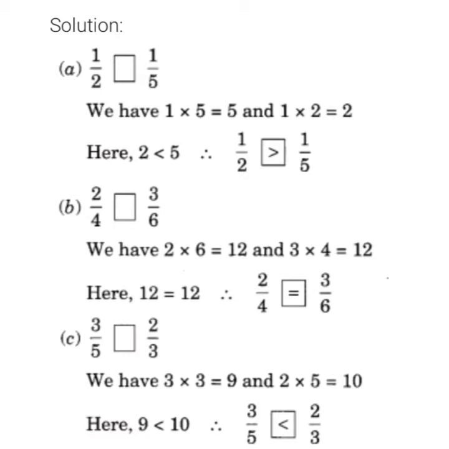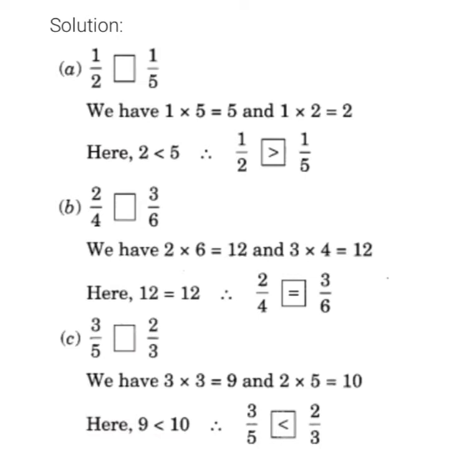So we have 1 multiplied by 5 is equal to 5 and 1 multiplied by 2 is equals to 2. We have cross multiplied these fractions and we have got that. Which one is greater? Yes, 5 is greater than 2. So which fraction is greater? 1 by 2 is greater, and the rule says that when the numerators are same, then the fraction with lesser denominator will be greater.